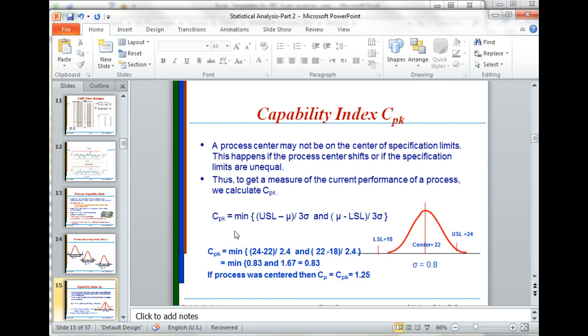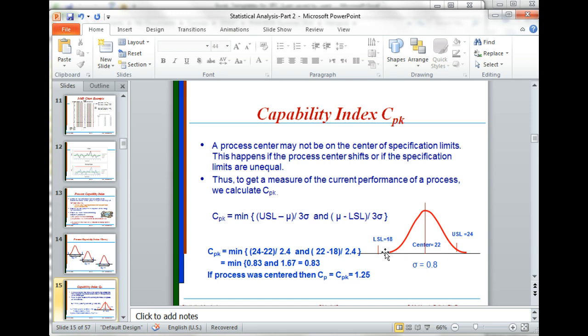So to get the index, the CPK, we're looking at the minimum value. In other words, where do I have a problem? If you take the upper specification limit minus mean, that's going to be 24 minus 22 divided by 3 standard deviations, which is 0.83. We'll look at that separately, and also we'll look at this other part, which is the mean minus lower specification limit divided by 3 standard deviations. And so you get two different values, 0.83 on the upper side, 1.67 on the lower side. Well, we know the lower side is very good, but the upper side is where I'm going to have a problem. And so my capability is based on the minimum value. So in this case, we say the CPK is 0.83, and potentially we're going to have some output unacceptable.